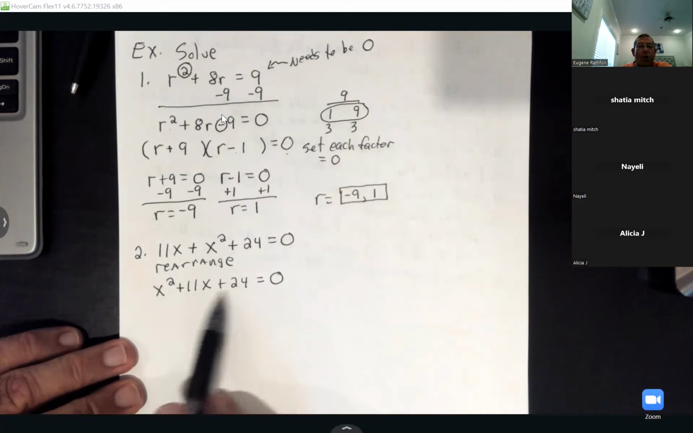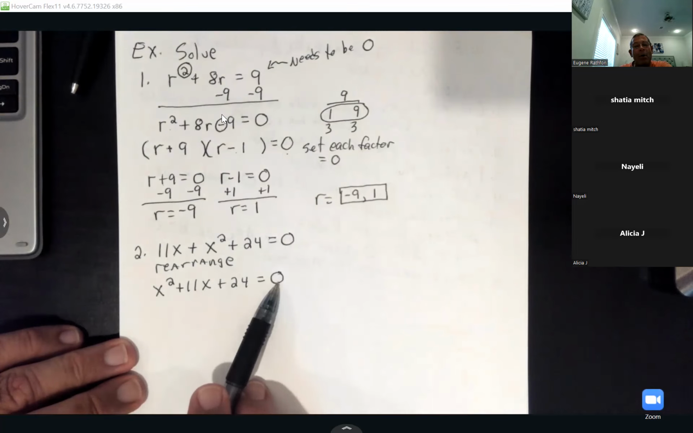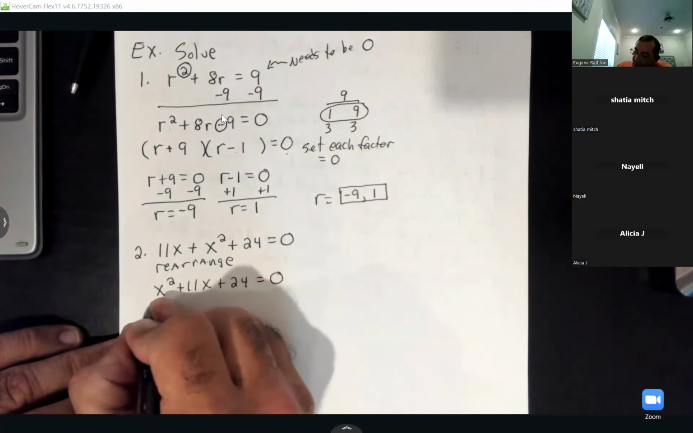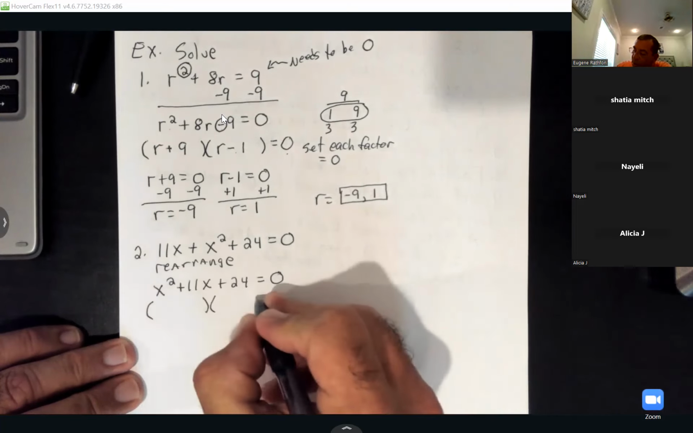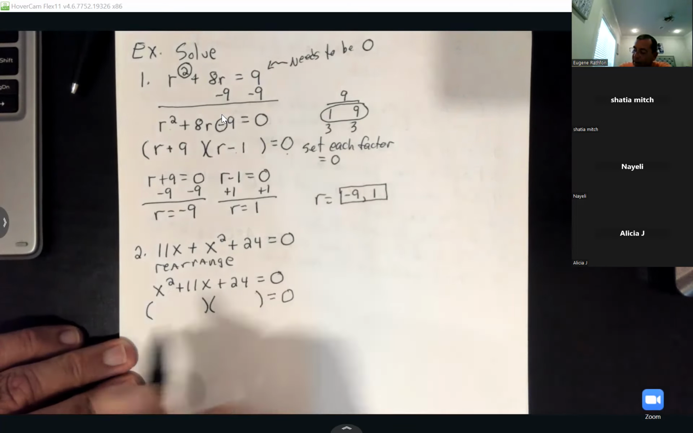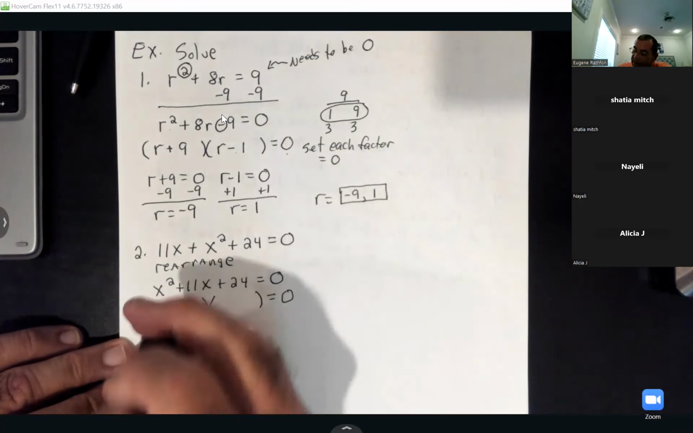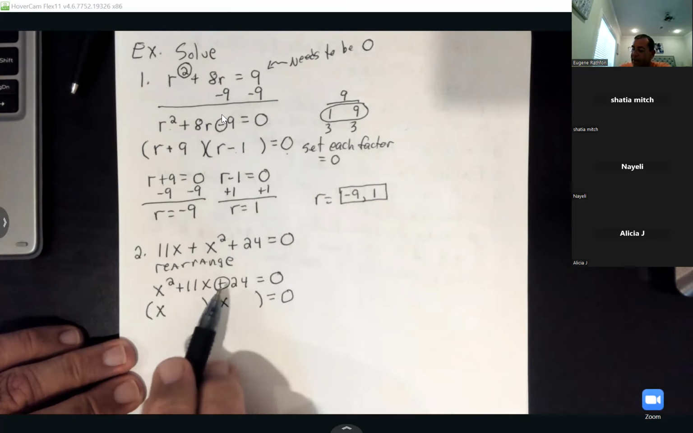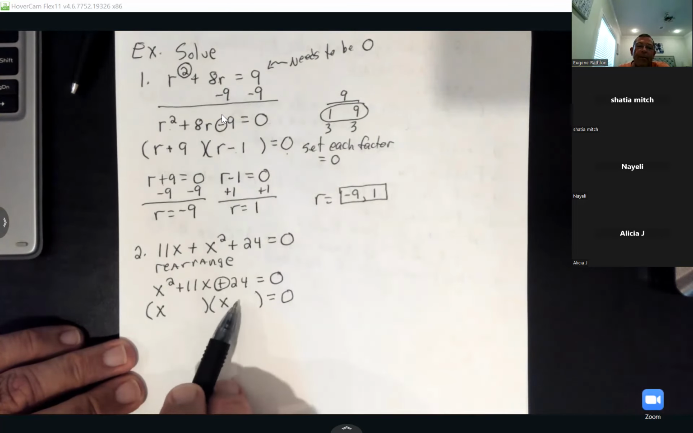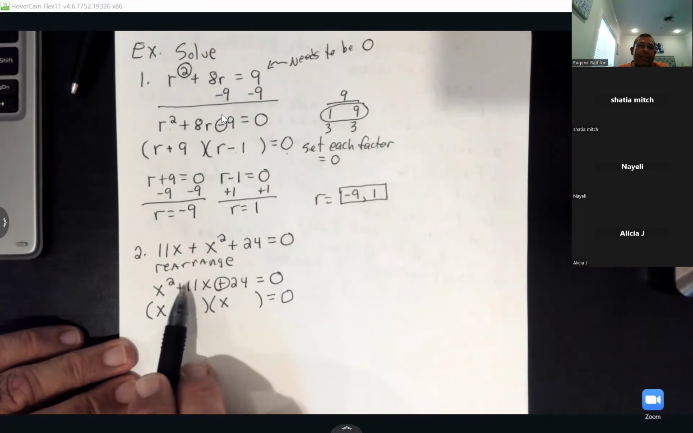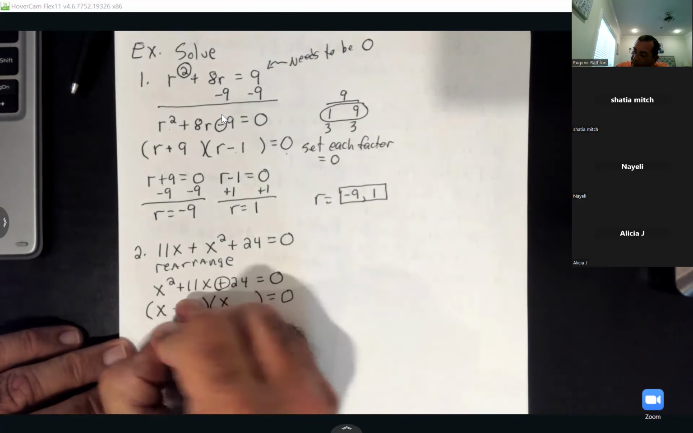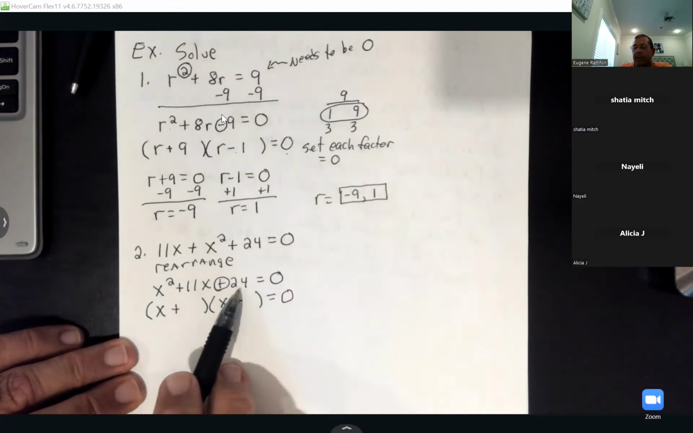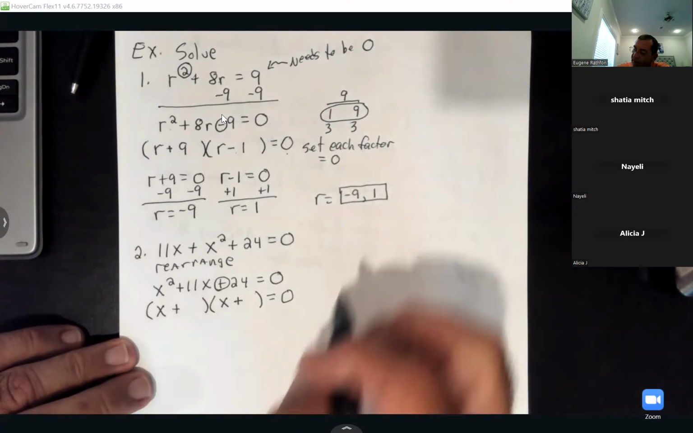All right, y'all, look at that. There's no greatest common factor, and we already have a 0 over here, so we're good with that. So what we're going to do is go right into our parentheses. X squared is an x and an x. My 24 is positive. So since the 24 is positive, both of these factors will have the same sign as the middle number. So both of these will be positive. So what I need now are factors of 24 that add to get 11.